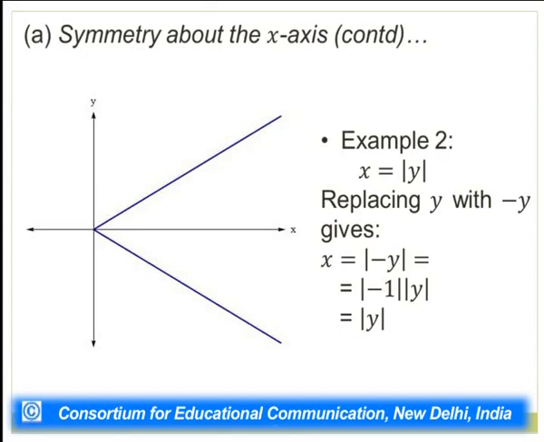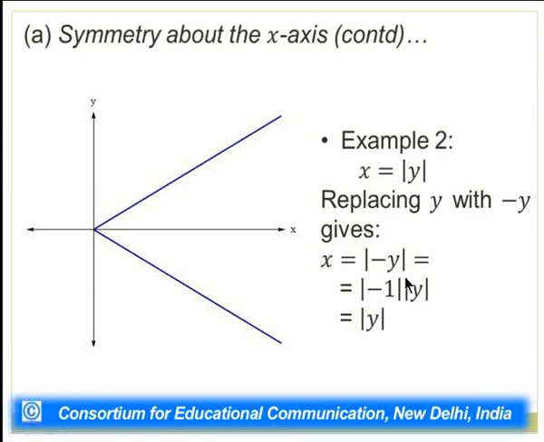Now let's replace y by minus y, and that is going to give us on the right hand side mod of minus y, which in turn is equal to the absolute value of minus 1 times the absolute value of y, because we know the property of absolute value that if we have the absolute value of the product of two numbers, that is nothing but the product of the absolute value of the two numbers. And here our two numbers are minus 1 and y.